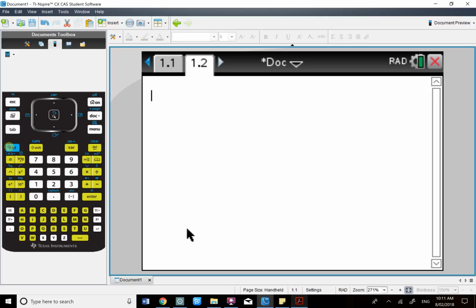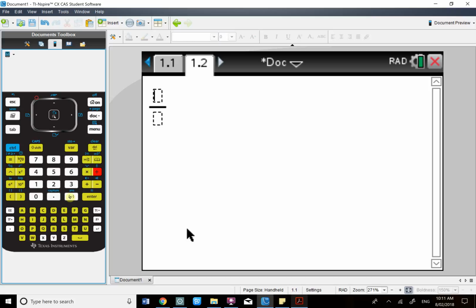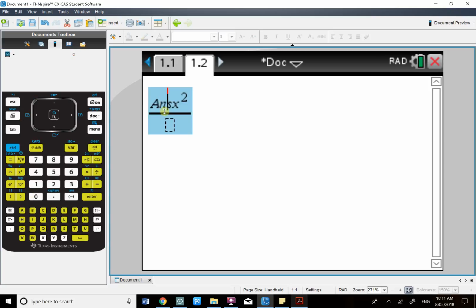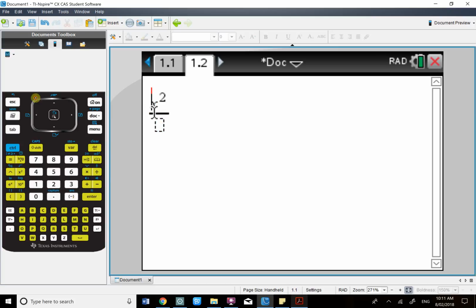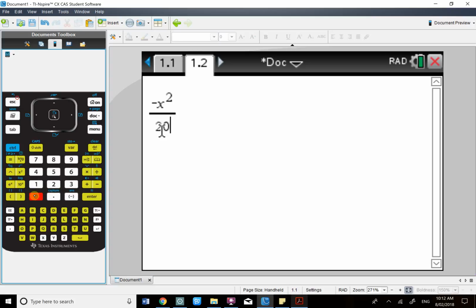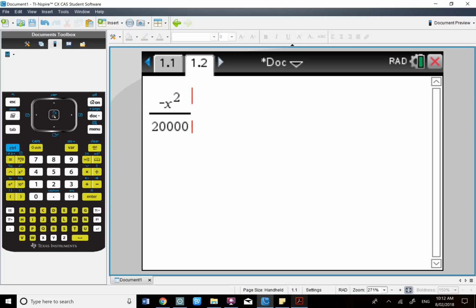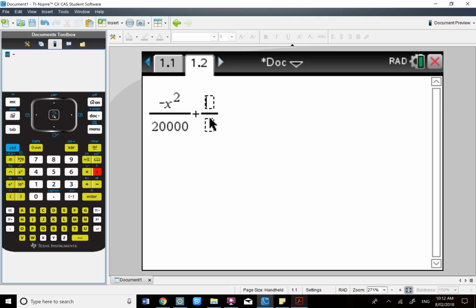Okay, so I'll put negative x squared over 2000 plus x over 10 plus 200. I'll go Control and VAR, the button above 9, to make this arrow.